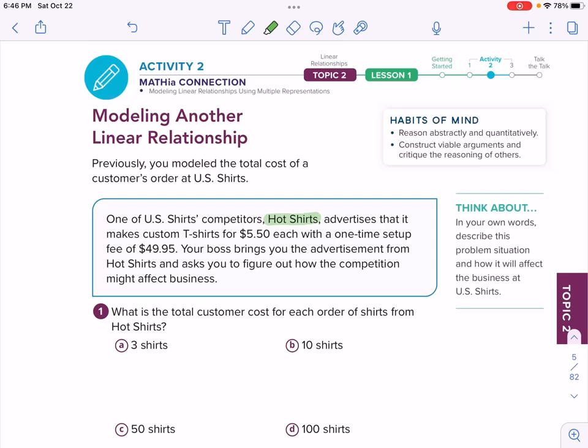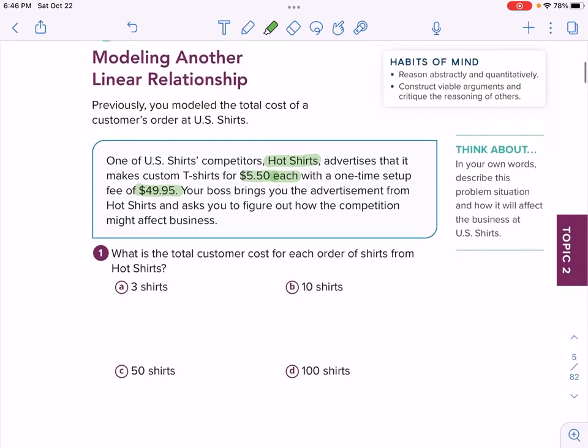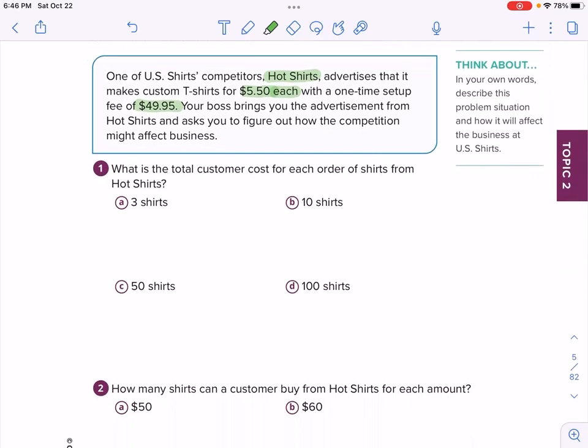So close to $50. Your boss brings you the advertisement from Hot Shirts and asks you to figure out how the competition might affect business. It's going to hurt our business. So here, let's highlight. It makes t-shirts for $5.50 each, and we have a one-time setup fee of close to $50, $49.95. Okay, we're going to go through the same exercise here because we're going to compare these different quantities. Let's go through number one. What is the total customer cost for each order of shirts from Hot Shirts?